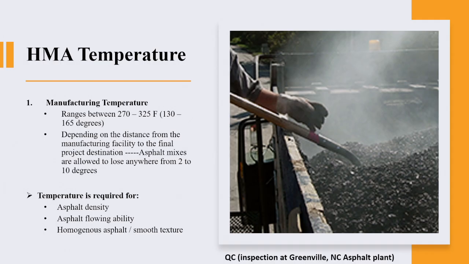So temperature 270 to 325. I mean, we say 150 to 160 degrees. That's for the hot mix asphalt. And of course, that depends on the distance from the manufacturing facility to the final project destination. Pretty standard in America, we never allow the mix to drop more than 10 degrees below the temperature of mixing upon placement. So you have to make sure that the distance is not too huge.